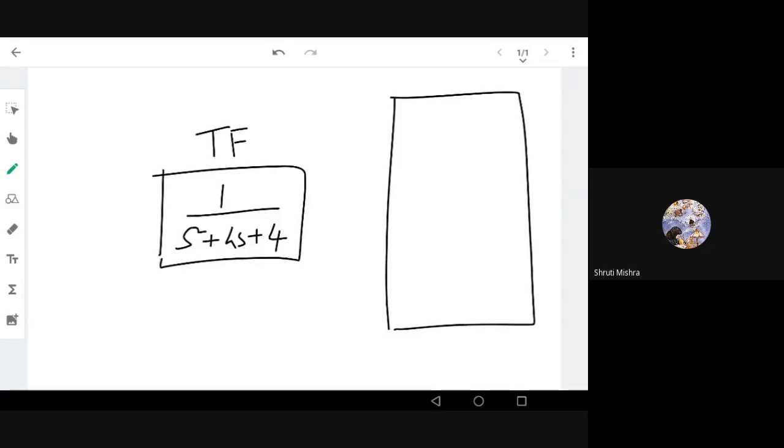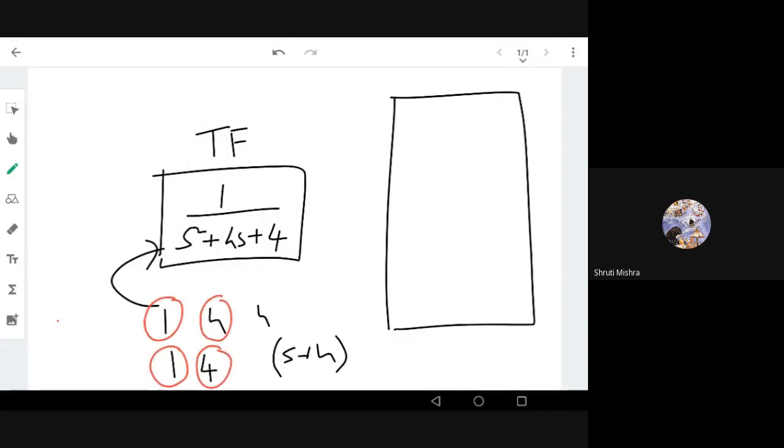If you double click on the transfer function block, there is an algebraic expression you can write. If you write 1 4 4, it automatically gives the transfer function like this. If you put 1 and 4, it will make a transfer function s plus 4. So what is this? This is the coefficient of the s square term, the coefficient of the s term, and this is the constant term.